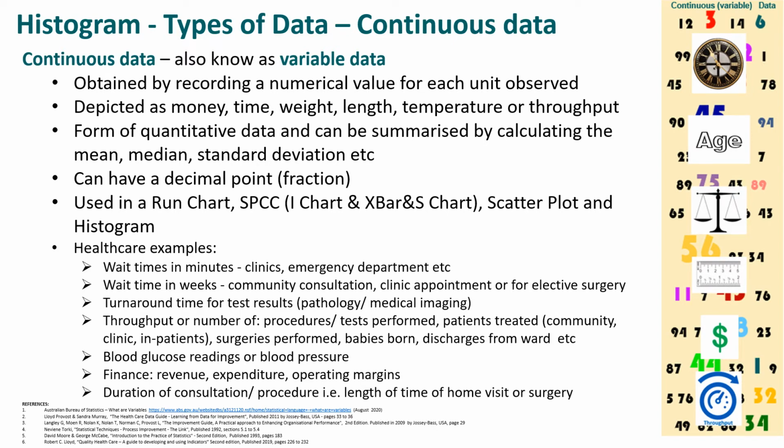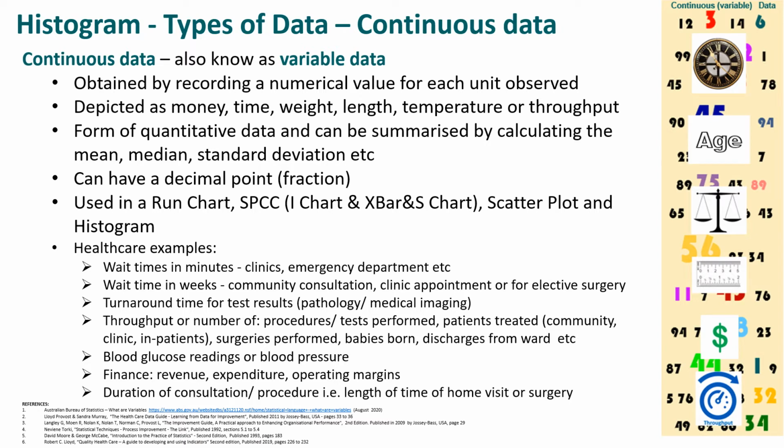So some examples of continuous data in healthcare may include the wait time in minutes to be seen in a clinic or in the emergency department, the wait time in weeks for a community consultation or a clinic appointment or for elective surgery, the turnaround time of test results, such as for pathology or medical imaging, and the throughput or the number of procedures or tests performed or patients treated, say in the community or in a clinic or as inpatients, the number of surgeries performed, maybe the number of babies being born or the discharges from a ward, etc.